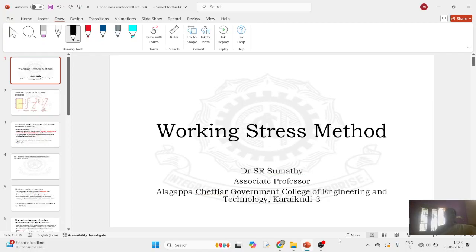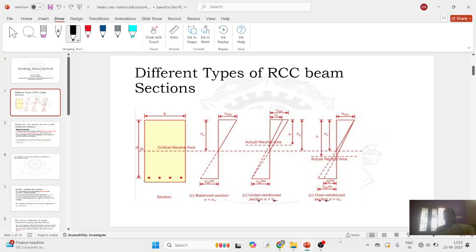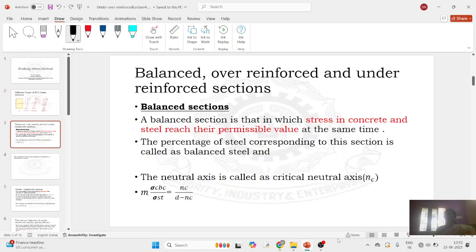In this section, we are going to see about the different types of RCC beam sections. The beam sections are classified as balanced, over-reinforced and under-reinforced sections. The first one is the balanced section. The balanced section means one in which the stress in concrete and steel reach their permissible value at the same time.